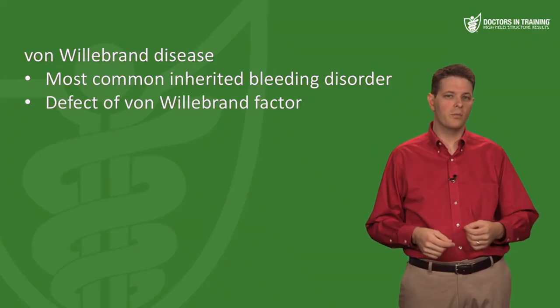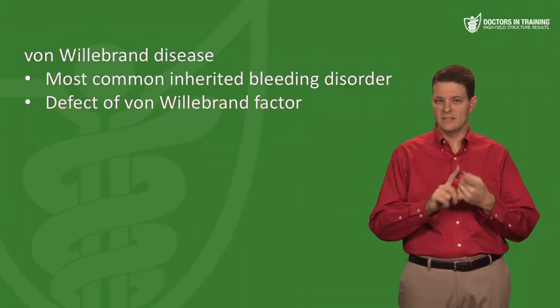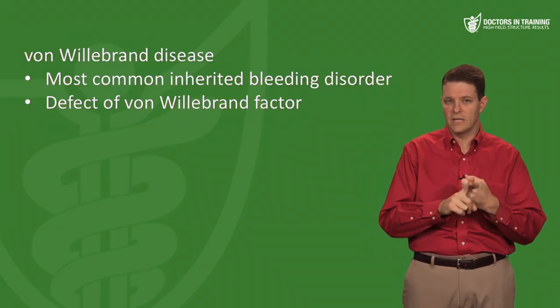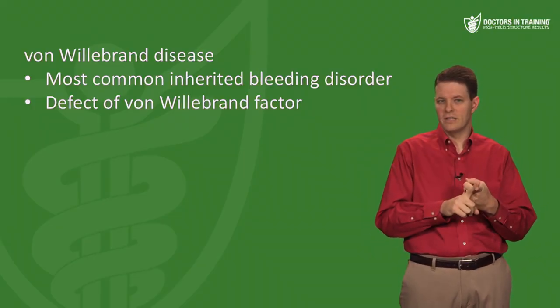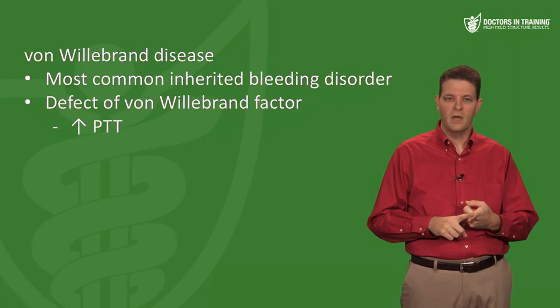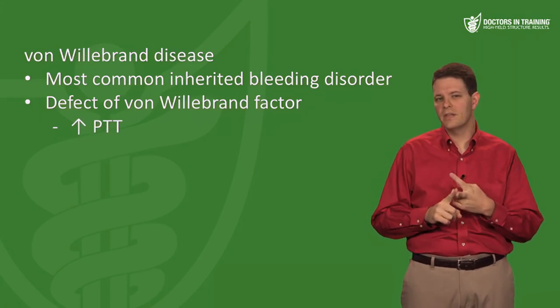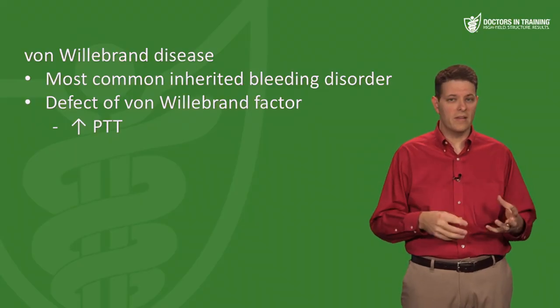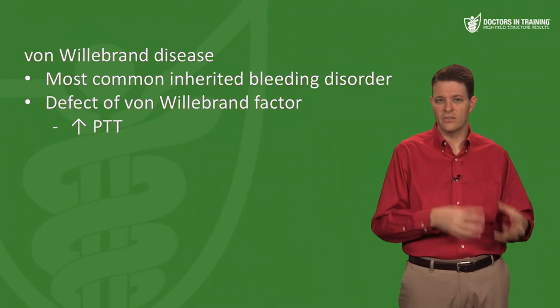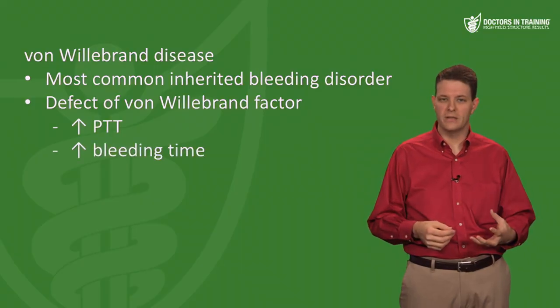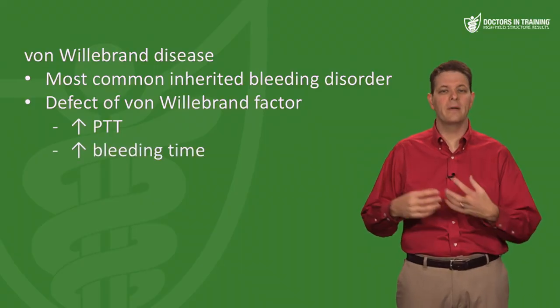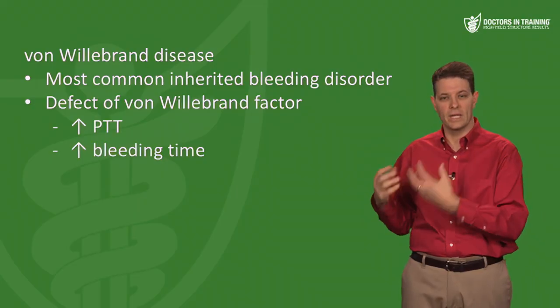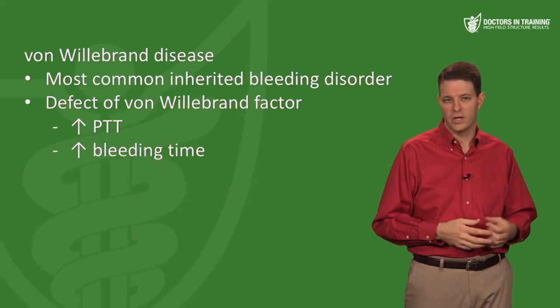We talked about how von Willebrand factor does 2 things. It stabilizes and protects factor VIII, so a von Willebrand factor deficiency is going to increase PTT, and it binds to the subendothelial collagen and to glycoprotein 1b on platelets. So if that doesn't happen, the platelets can't adhere to the vessel wall and you'll have prolonged bleeding time. So that's why this is one of the mixed disorders. It affects both the coagulation cascade and platelet function.